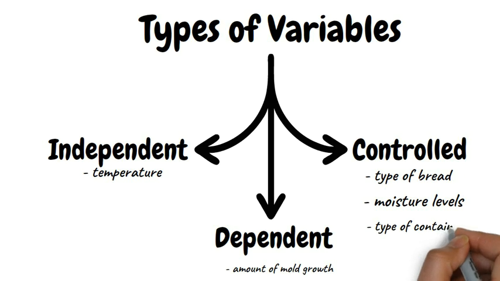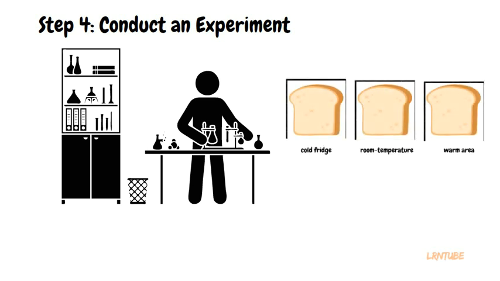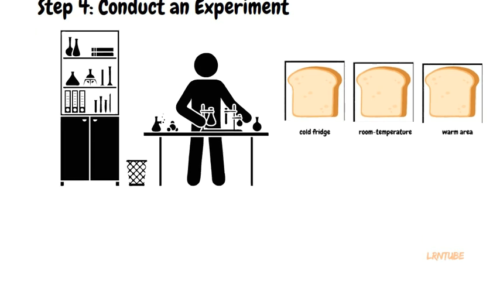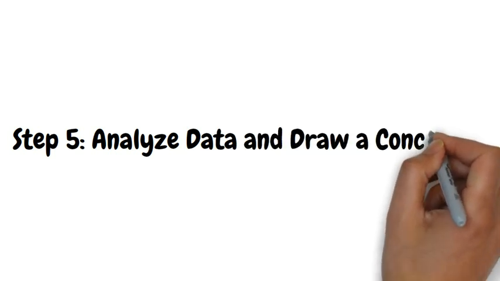After considering all these variables, you place slices of bread in containers at three different temperatures. Let's say a cold fridge, a room temperature spot, and a warm area. Let's say your oven when it's off. And then this leads us to the next step. You analyze the data and draw a conclusion.